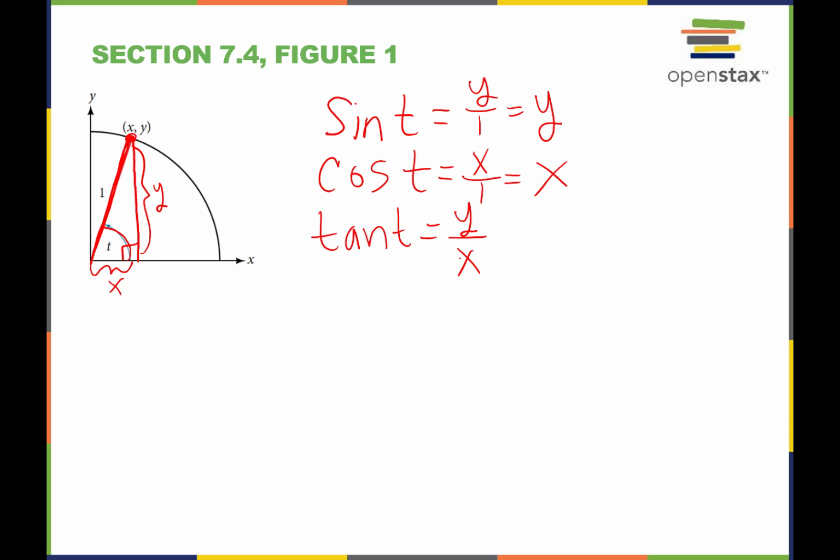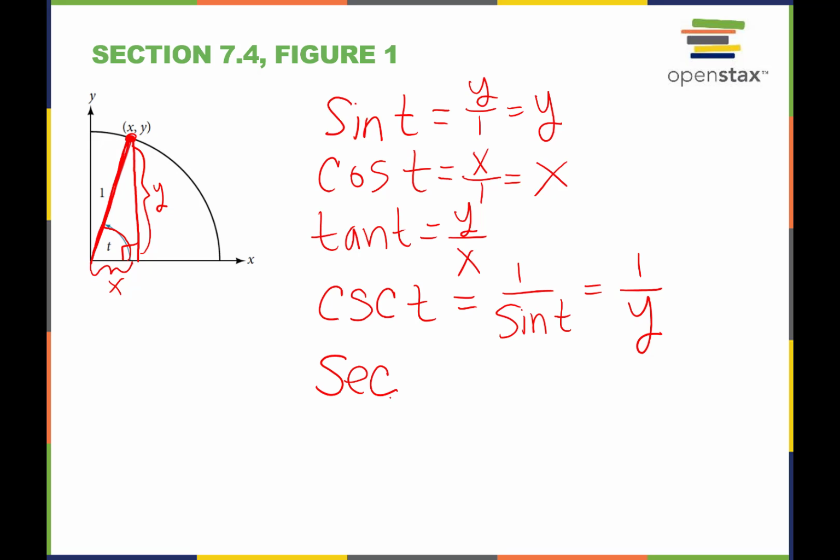Our new functions that we're going to define, let's start with cosecant. Cosecant of an angle is abbreviated CSC. And cosecant is the reciprocal of sine. Since sine is y, cosecant is the reciprocal of sine, which is 1 over y.